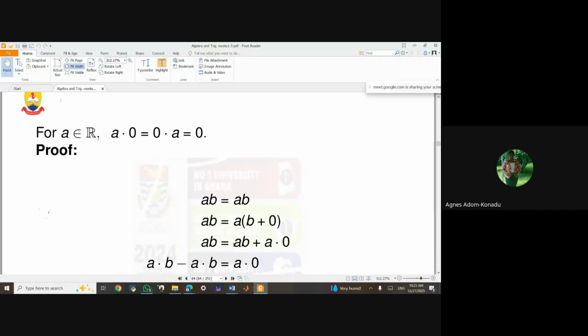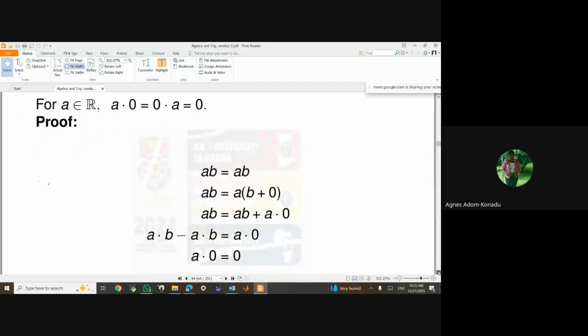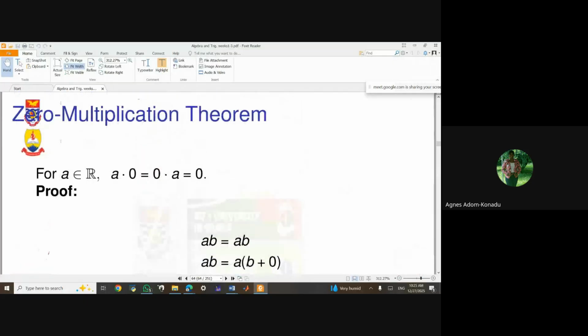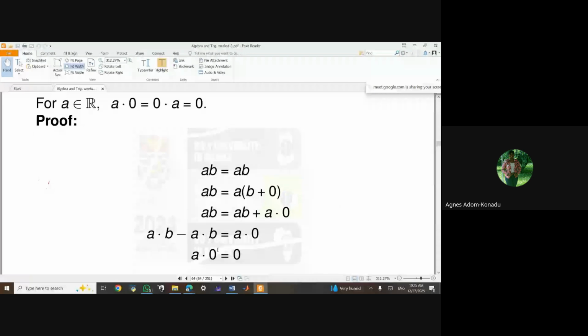Now ab on the left and then ab on the right. So I can bring the ab on the left to come here. So I have a dot b minus a dot b is equal to a dot 0, and we know that a dot b minus a dot b is equal to 0. So I have a dot 0 is equal to 0. And that is the proof of the zero multiplication theorem.